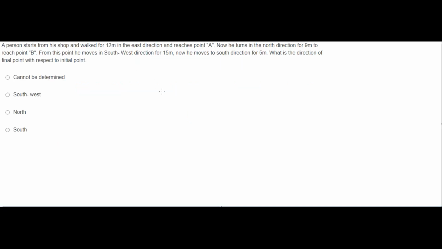This is another simple question. What they have given: a person starts from his shop and then walks for 12 meters in the east direction, and then a north direction, and then south. Likewise, they have given some other directions, right? So let me draw the complete direction chart.